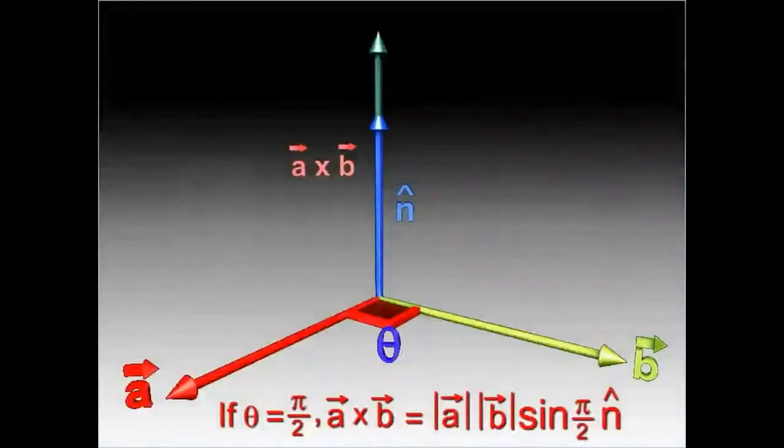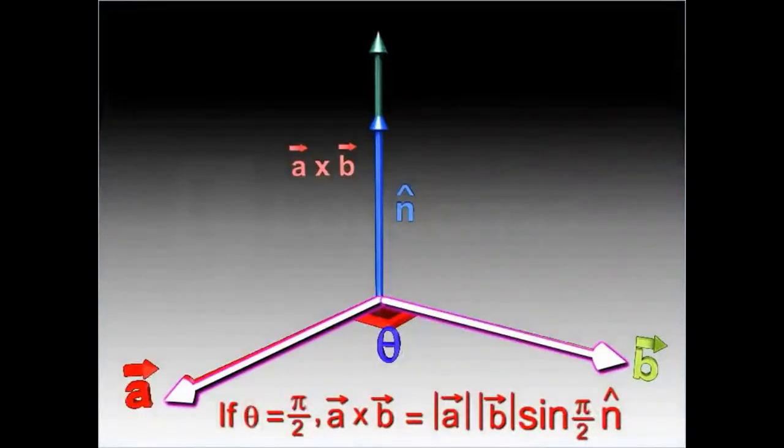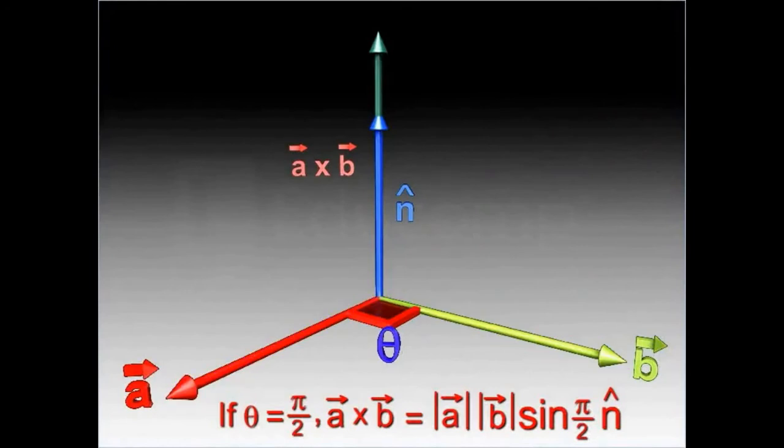Next, if the two vectors are perpendicular to each other, their cross product is the product of magnitudes of the two vectors and unit vector n perpendicular to both the vectors, as the value of sine pi by 2 is equal to 1.